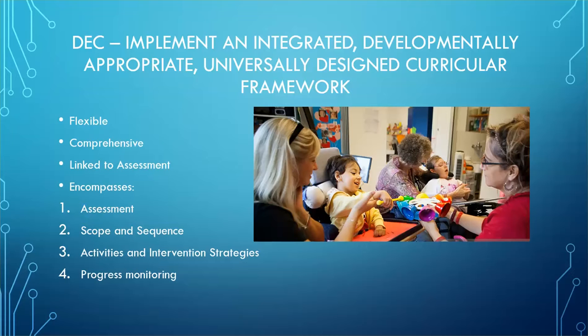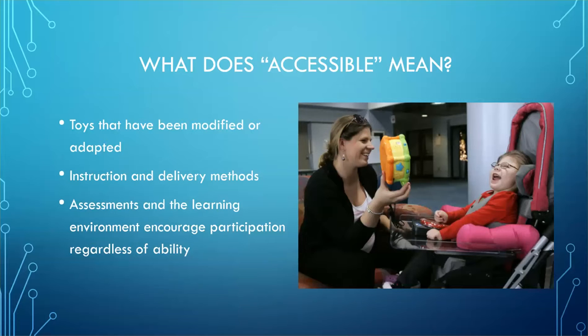A comprehensive curriculum framework encompasses 4 elements: assessment, scope and sequence, activities and intervention strategies, and progress monitoring. A curriculum framework is a dynamic system that should guide all aspects of a high-quality program. The 2004 amendments to IDEA require that all children should have access to the general curriculum and have the opportunity to participate and make progress in the general curriculum. Having accessible curriculum can result in positive outcomes for all.